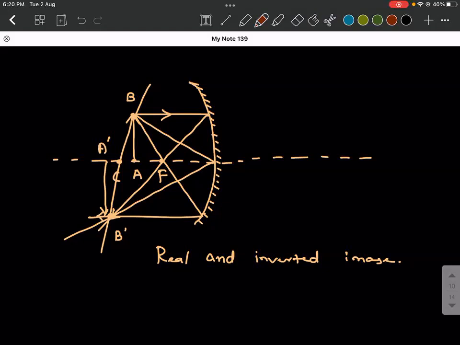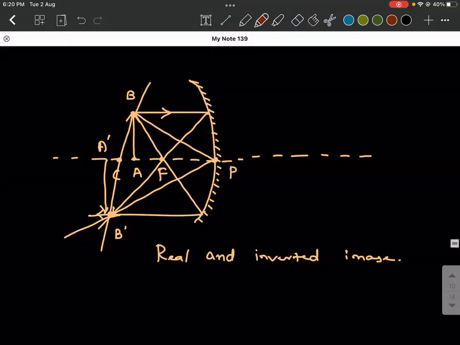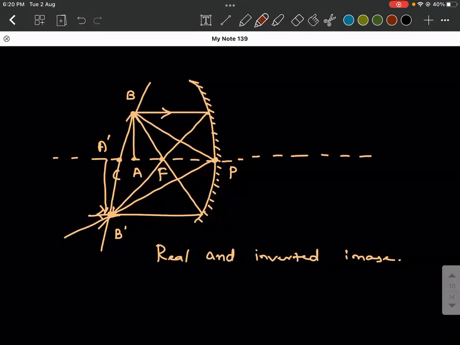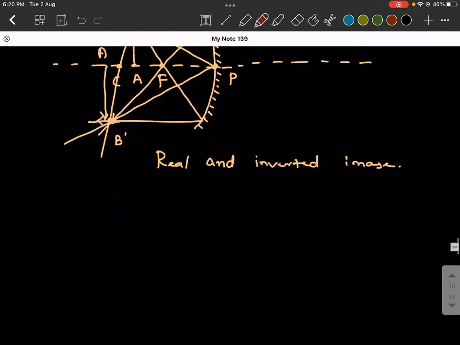Beyond the center of curvature. So the image will be formed beyond the center. If you take the exact measurements and draw, you will be able to locate the position. Clear? So basically, with respect to a concave mirror, you will have how many ray diagrams?